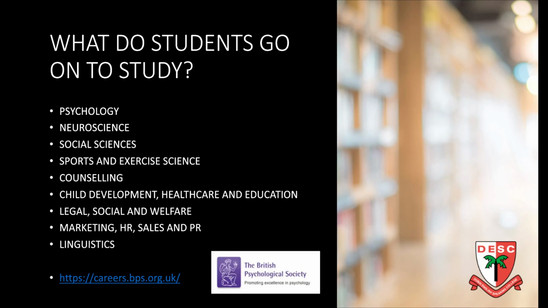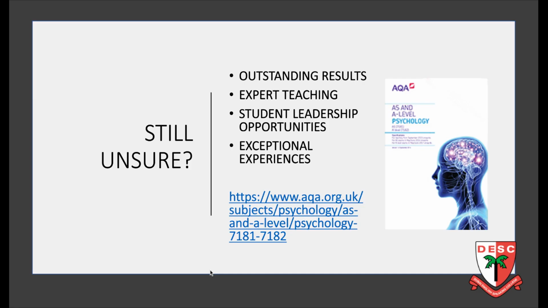What do students go on to study? So there's a range of careers that you can do with a psychology degree. Anything in psychology, so becoming a psychologist, working as a therapist. You could work in sport and exercise science. You could work in counselling, child development, the legal sector, teaching, marketing, or linguistics. And you can find out more information on the BPS website, which is down here below. If you're unsure or you want to look for more information, you can always look at the spec. So the spec is the AQA spec, and it will outline everything that we study, key studies, key theories within the 2-year course.